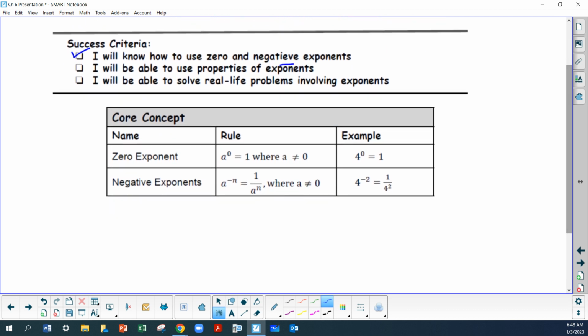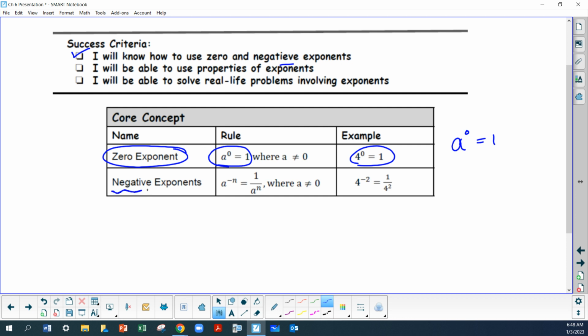So the first core concept is the zero exponent. I would just write down that anything raised to the zero is equal to 1. So they're using A, meaning anything raised to 0 equals 1. I gave you an example, 4 to the 0 equals 1.